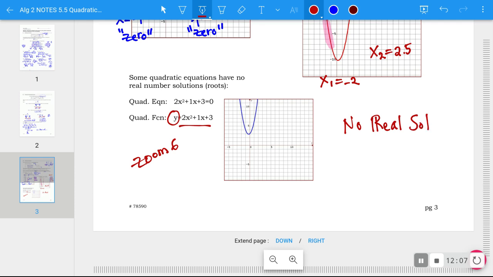And the solutions, there are some, are imaginary numbers, and you're going to have to wait till section 5.6 to learn about that, and I can't wait. That's my favorite section in all of Algebra 2.